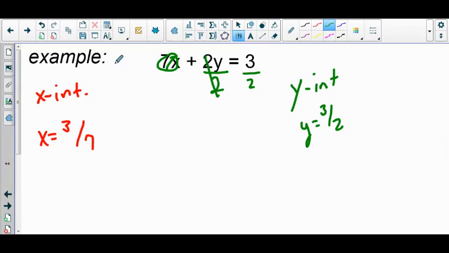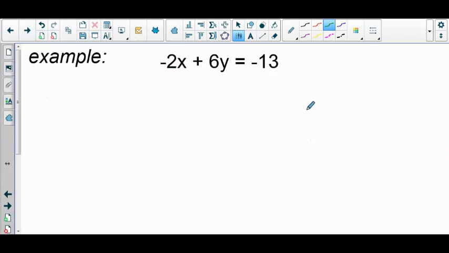So I'm going to go ahead and give you one. Go ahead and pause this and try to do this one. Okay, I'm assuming that you paused this. I'm going to go ahead and do the x-intercept first, which means that I basically ignore this right here because I turned that into 0.